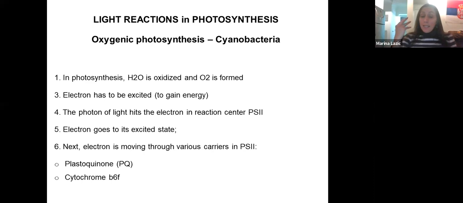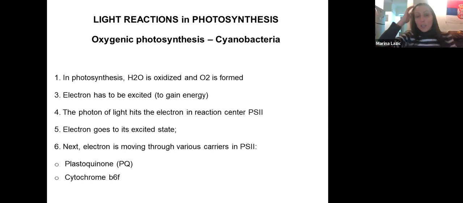That photon of light is hitting the electron in a specific reaction center in photosynthesis, which is photosystem 2. There are various photosystems, and different bacterial species have different photosystems. Plants, for example, have photosystems 1 and 2. You will see later on some bacteria have different photosystems. But the point is that in the reaction center, this reaction is occurring.